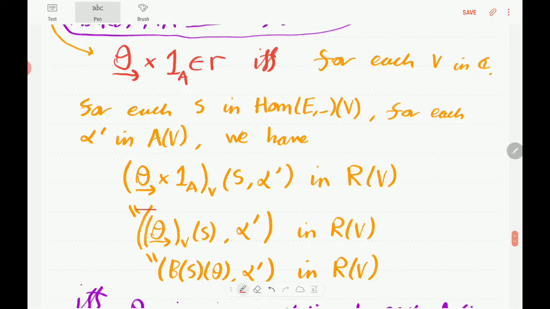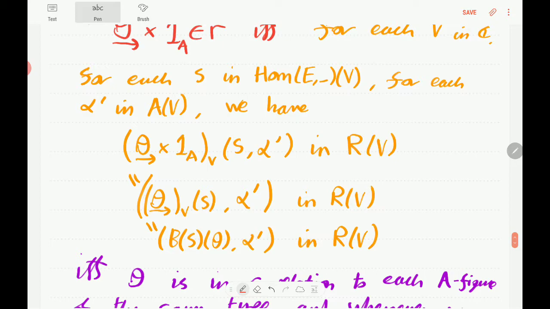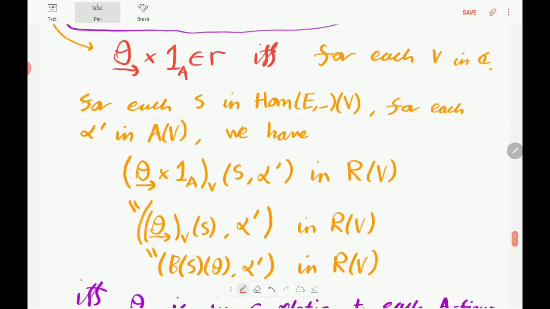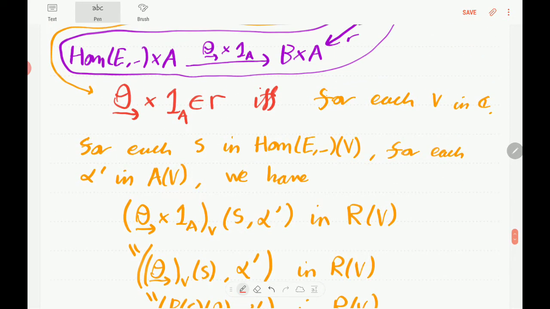But we can rewrite the left-hand side as the V component of theta under arrow operating on S, comma alpha dash. And indeed, using the Yoneda correspondence, we can actually rewrite this as B of S of theta, comma alpha dash. And so, okay, what's the result of this? What's the meaning? Well, the meaning is quite informative, really.